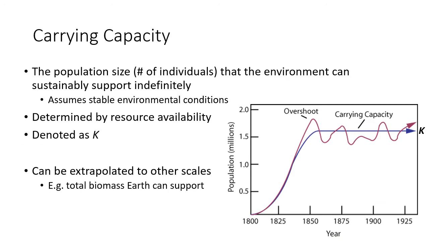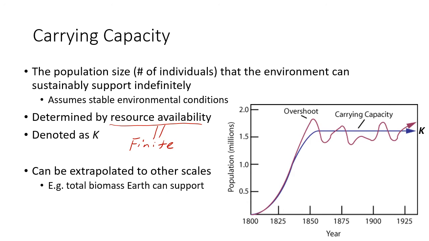So now that we've established that populations can increase and decrease, let's get to carrying capacity. Carrying capacity, you might remember from biology, is the population size that the environment can sustainably support for a long period of time, for an indefinite period of time. And it assumes stable environmental conditions over that entire period. And this is determined by those available resources. Okay, and again, remember that all available resources are finite.